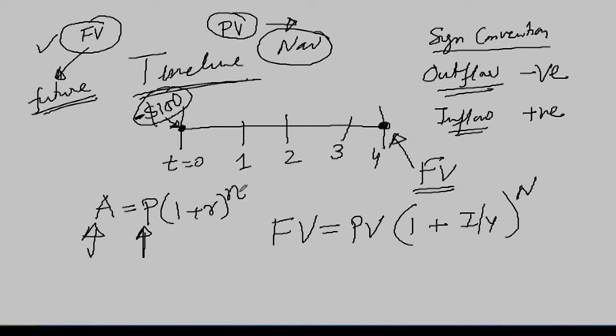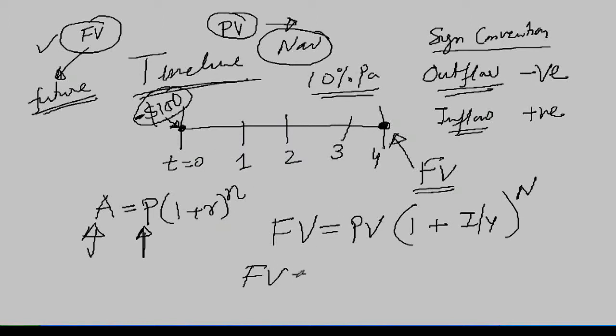So here we have said that n is the number of years and R is the rate per annum. Here I/Y is the interest rate per period and n is the number of years. Now, if you have invested for 4 years, let's say the interest rate was 10% per annum. Let's say we are investing at a rate of 10% per annum. I want to know how much the value will become.